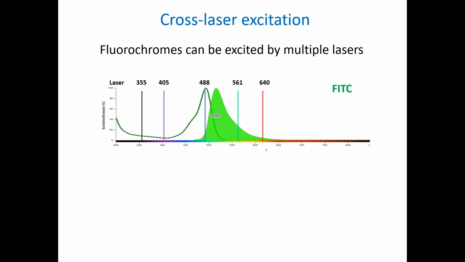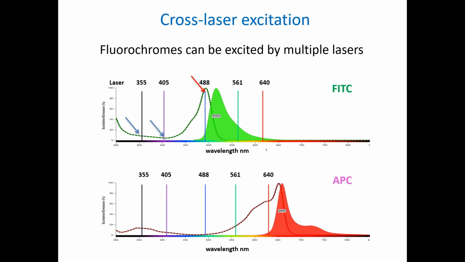Fluorochromes can be excited by multiple lasers. Here the dotted lines are the excitation spectra and the filled are the emission spectra. Here we have FITC, which is optimally excited by the 488 laser, but you can see that it's also excited to a much lower extent by the 405 and the UV laser. This is called cross-laser excitation.